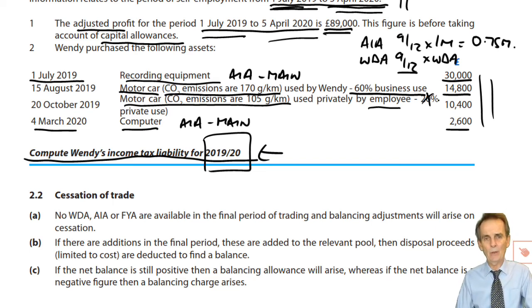Only when we're dealing with unincorporated traders, and as we have here, used by Wendy, the proprietor of the business, the taxpayer concerned, only then do we restrict to the business use proportion. What we do have to, of course, do with that 10,400, given it's 105, it will be 18%, as we've said.